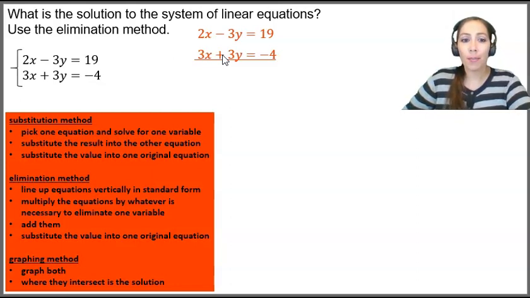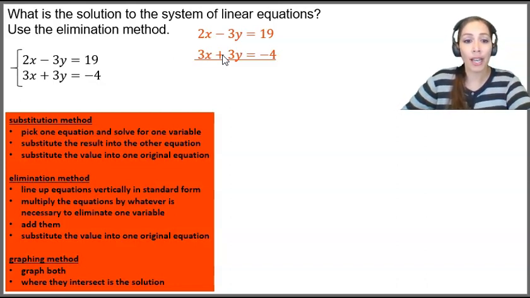Now I'm going to multiply the equations by whatever is necessary to eliminate one variable. So I have to decide, do I want to eliminate x's or y's? It does not matter which one you decide to eliminate first. Since I want them to cancel out when they add, I want them to be opposites of each other. So negative 3y and positive 3y are opposites. On this one, I don't have to multiply the top or the bottom by anything because these will automatically cancel out on their own. That's why it's called the elimination method. You are trying to eliminate one of the variables from the beginning.